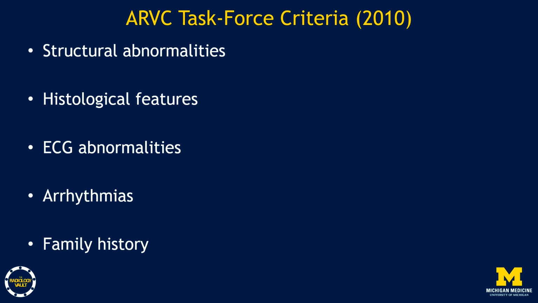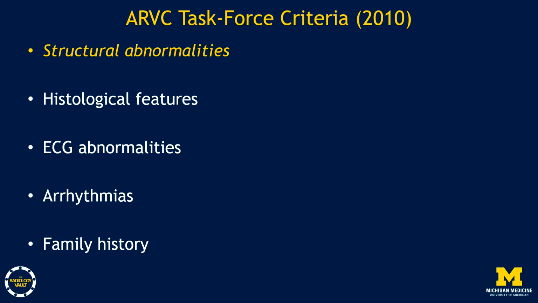Diagnosing ARVC has been challenging. No single test can decisively diagnose it, prompting the development of the ARVC task force criteria, which includes major and minor criteria across categories such as structure and ECG abnormalities, arrhythmia types, and family history.